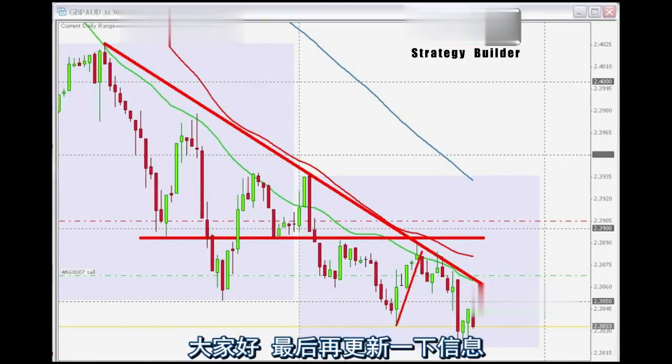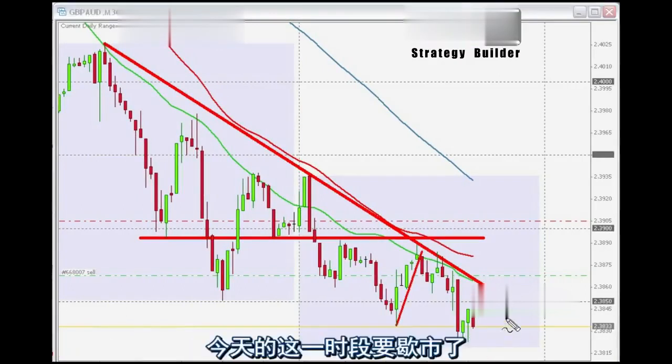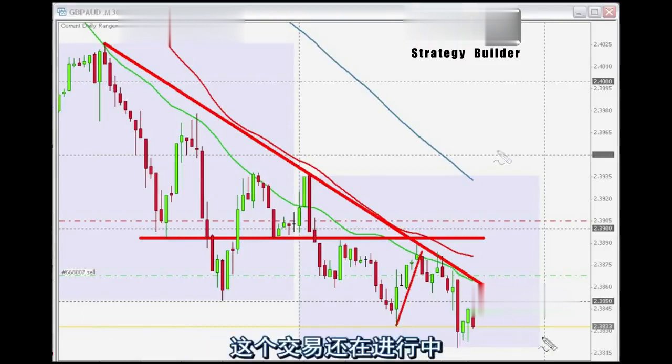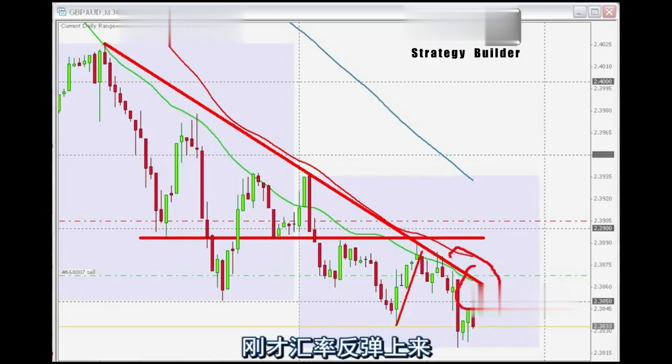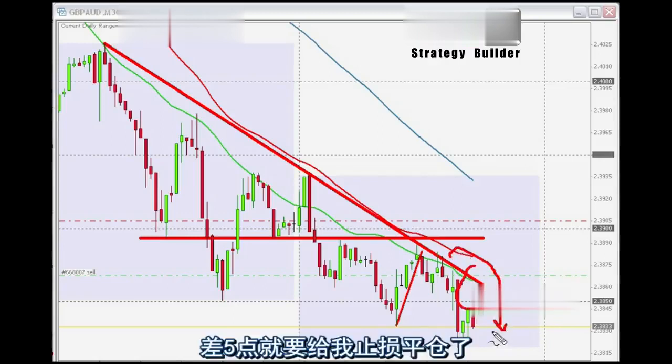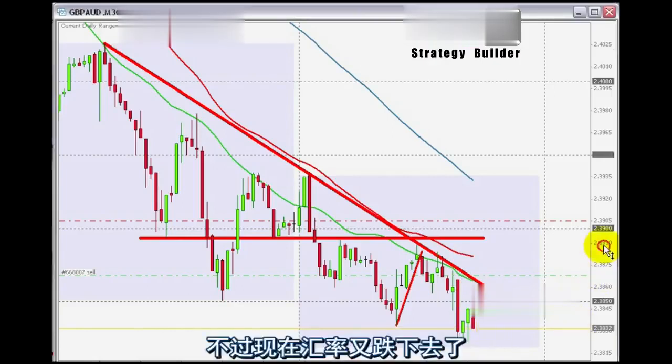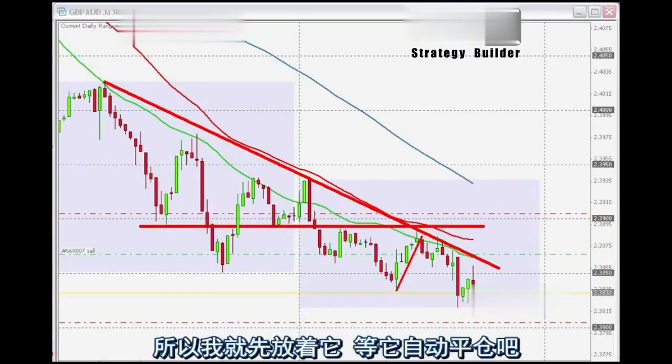Just a final update because my shift is about to finish at the markets for today. This trade is still open. So far, plus 20 out of the market. Right now the second half is at plus 25. It came within 5 pips of stopping me out, but it has bounced back. So I'm just going to let this thing run to its full potential target, and then I'm calling it a day.